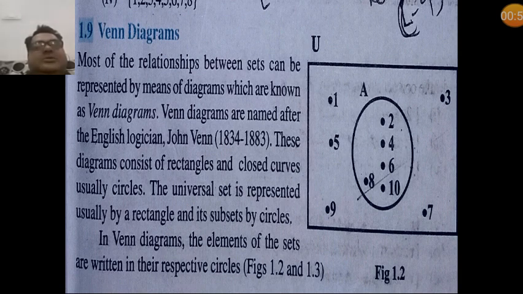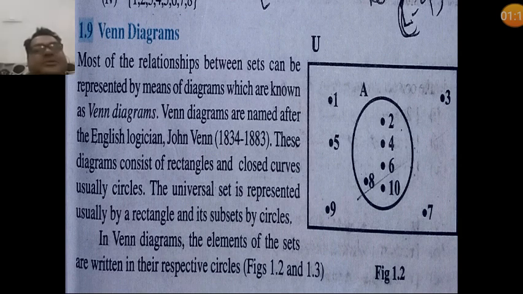rectangles and closed curves, usually circles, are taken. The universal set is represented by a rectangle and its subsets by the circles.